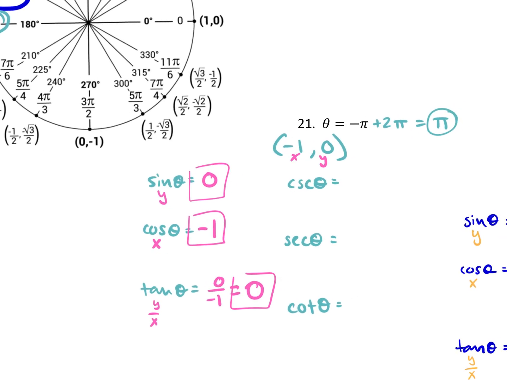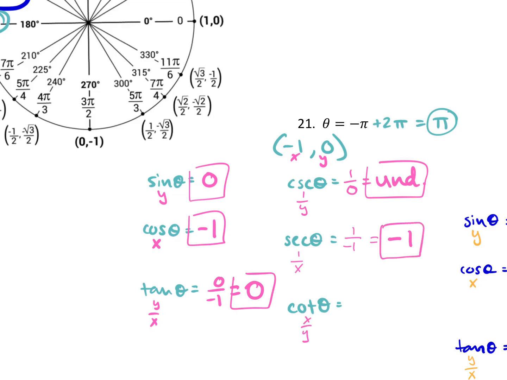What about for cosecant? So it'd be 1 over y. So 1 over 0 is what? Undefined. Secant is 1 over x. So 1 over negative 1 would be? Negative 1. And then cotangent is x over y. So negative 1 over 0, which is? Undefined.